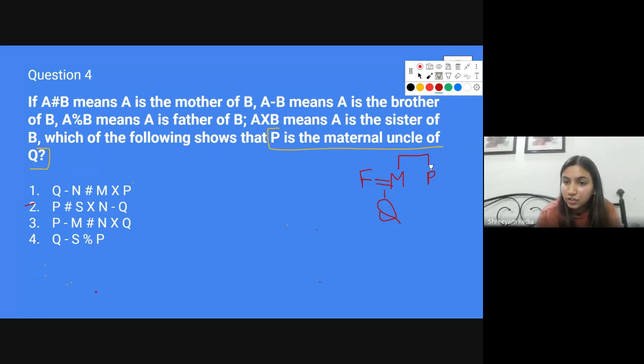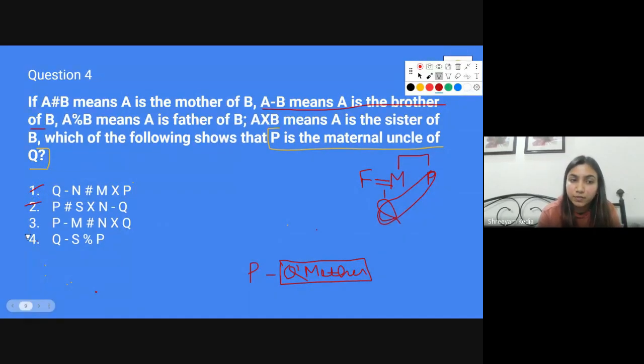So we have to show the relationship between Q and P. P would be the brother of Q's mother. So this is Q's mother, right? And we know that the relationship to denote that P is the brother of Q's mother is minus. Just as given here, A minus B means A is the brother of B, similarly P minus shows that P is the brother of Q's mother. Now we've started to show how this can look, but if you look at the options we can already eliminate 3 options because they don't resemble what we are getting.